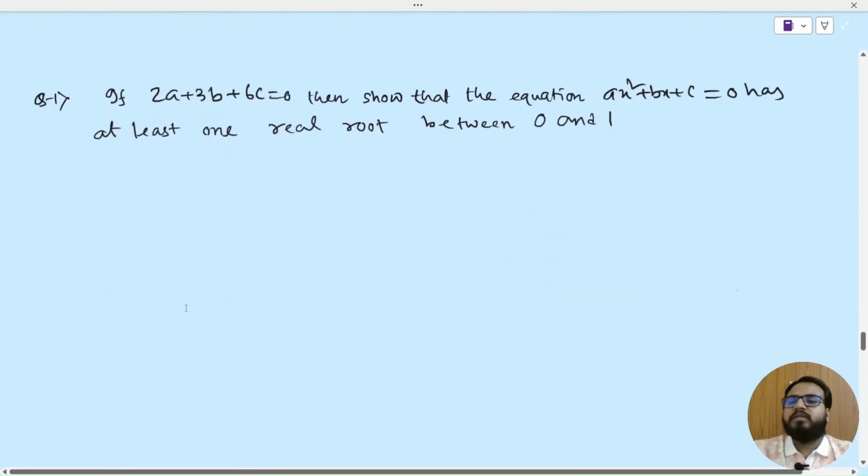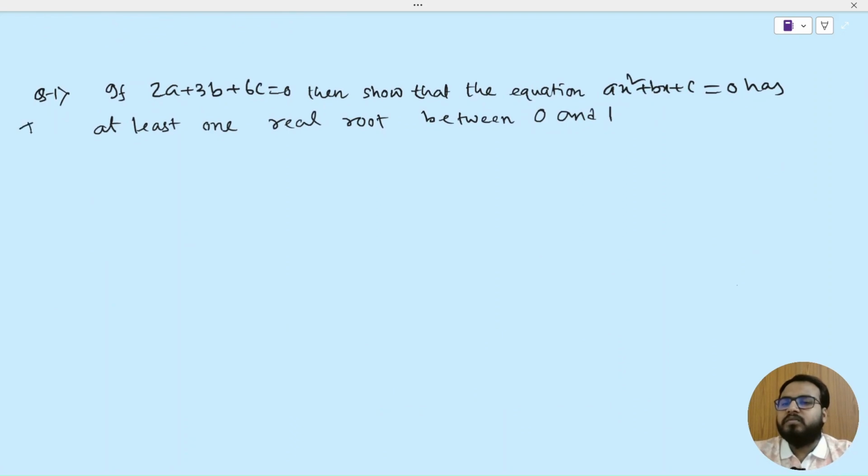Question 1. In fact, this is a question which came in JEE Main. If 2a + 3b + 6c = 0, then show that the equation ax² + bx + c = 0 has at least one real root between 0 and 1. So how can we show that? We know that Rolle's theorem talks about the root of the derivative function. But here we have to find the root of this equation. So how can we proceed?